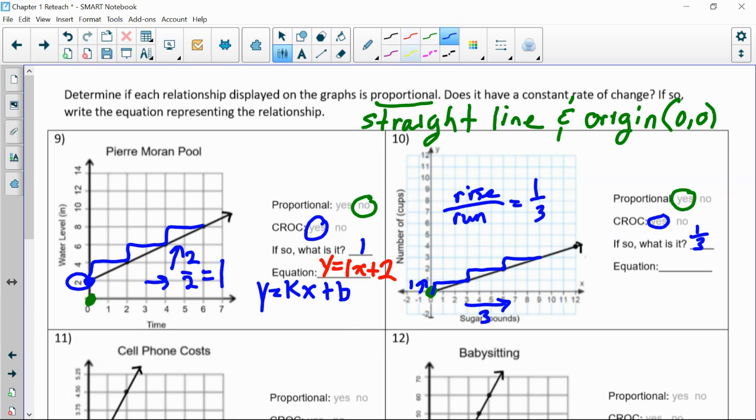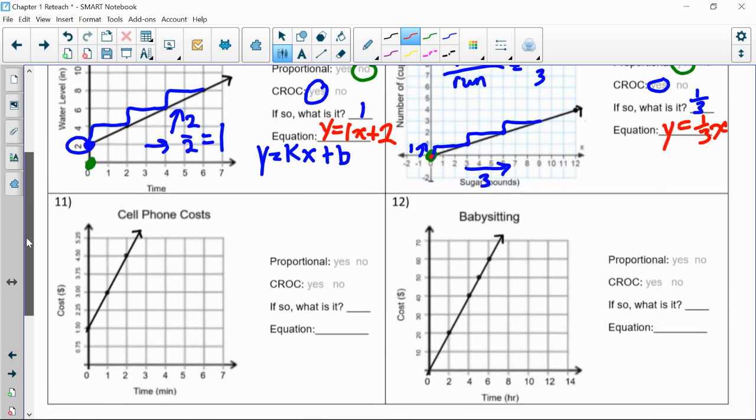Then all we have to do is write our equation. Take your 1/3, plug it in, y equals 1/3 x. And the reason why we don't have to add anything is, where did we cross at the origin? We crossed at 0, 0. Do we need to put plus 0? No. So that's why this one looks different than that one.